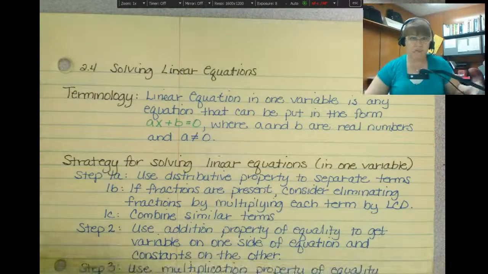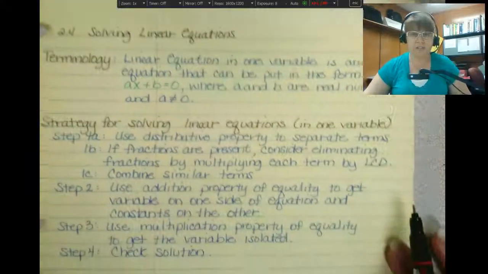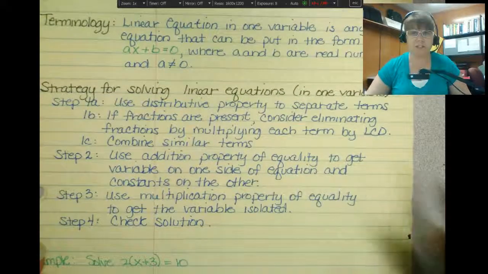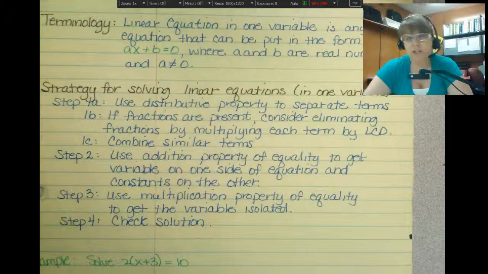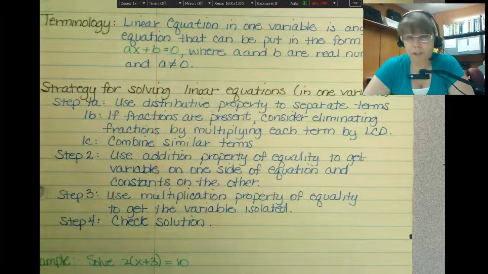So we have some solving strategies for solving linear equations in one variable. Step 1 is to use the distributive property to separate all our terms. If there are fractions, you can decide to eliminate the fractions by multiplying each term by the LCD at that point. The next is to combine similar terms.